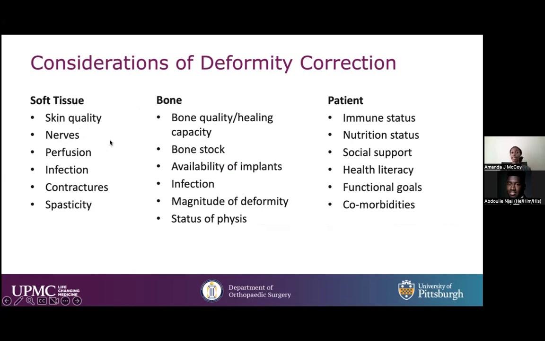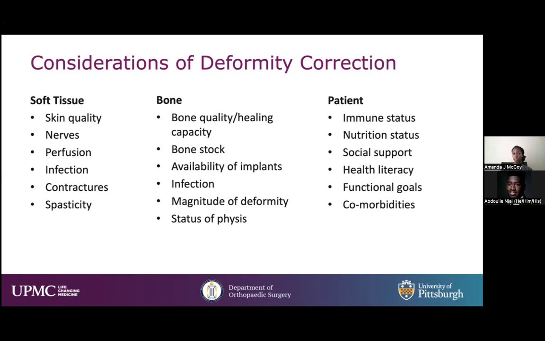Are the nerves already in tension? What's the perfusion? Is there infection, or contractures, or spasticity? You also want to think about the bone. You want to know what the bone quality is at the level where you're planning your surgery. What's the bone stock? Are there any bone loss? You want to think about what type of implants are available to you, and will they have good purchase? Again, you want to think about infection.